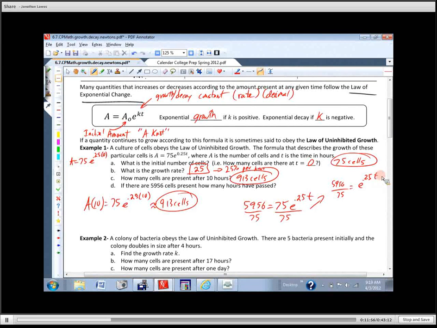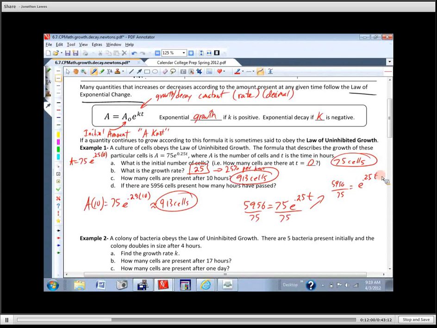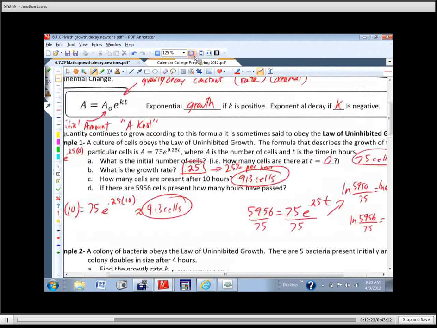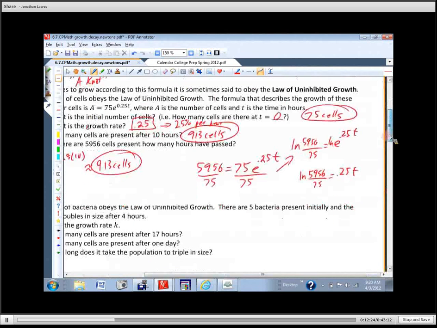Now, I've got that variable t up in the exponent where I can't work with it. What tool allows me to bring that down? An ln. So I want to undo the exponential base e, or I at least want to use that property of logarithms. So I'm going to take the ln of both sides. This is going to be the ln of 5956 divided by 75 equals 0.25 times t. So how do I get the final answer here? Divide by 0.25.